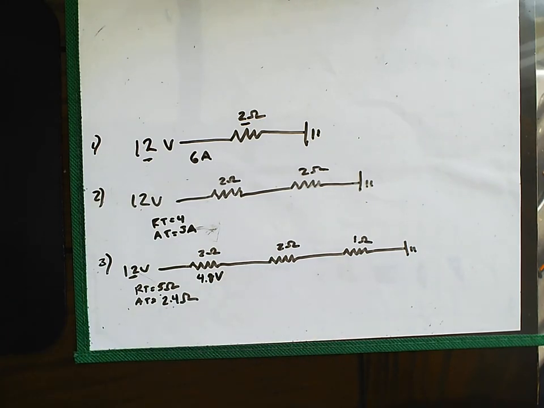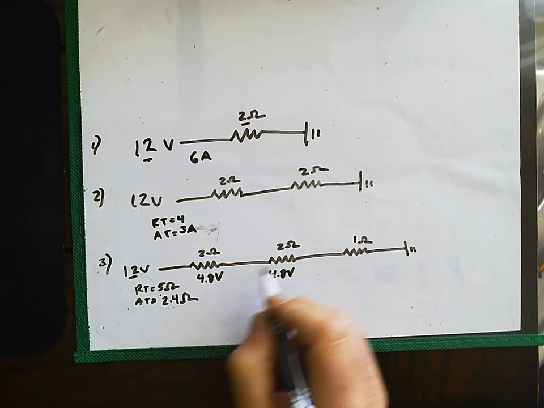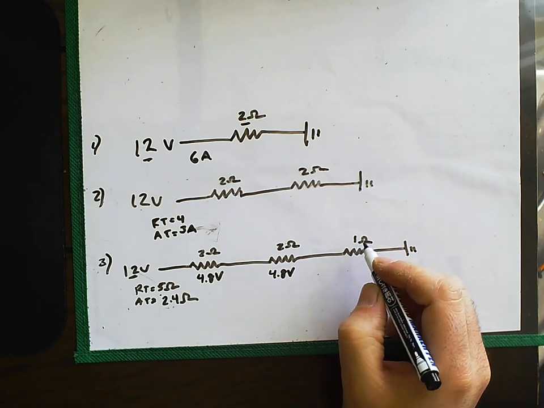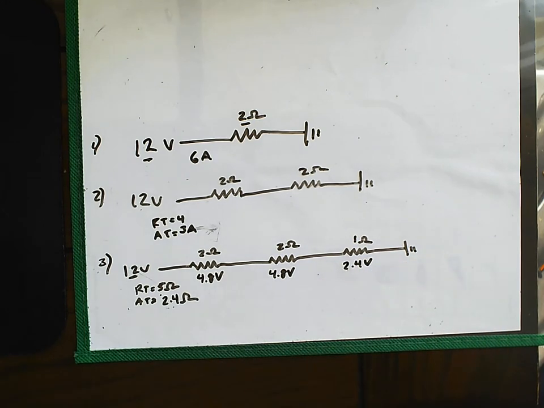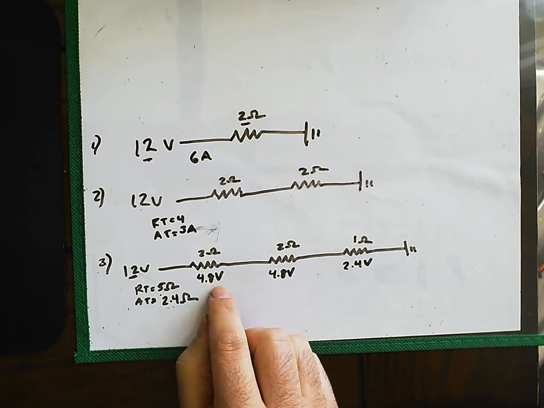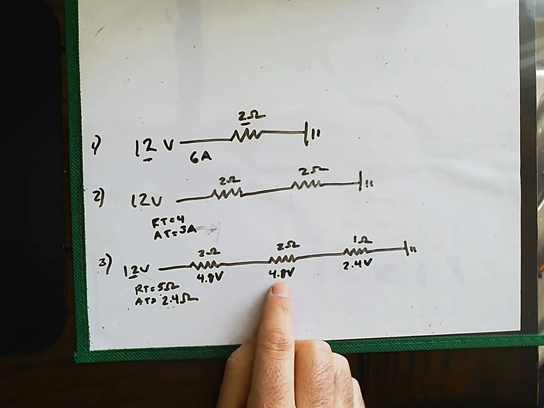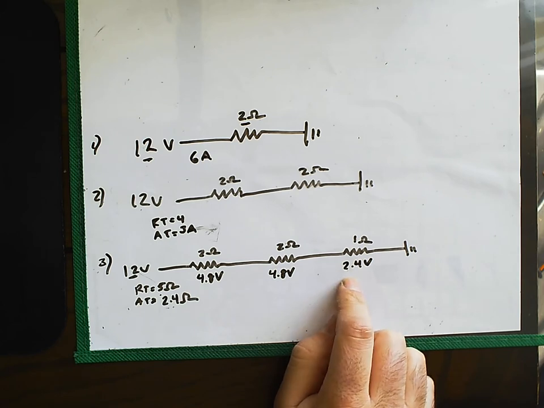The next one is also going to be 4.8 volts. 2.4 times 2, 4.8. The last one is 2.4 times 1. That's 2.4 volts. In a series circuit, the sum of all your voltage drops must equal source voltage. 4.8 plus 4.8, 9.6 plus 2.4, 12 volts.